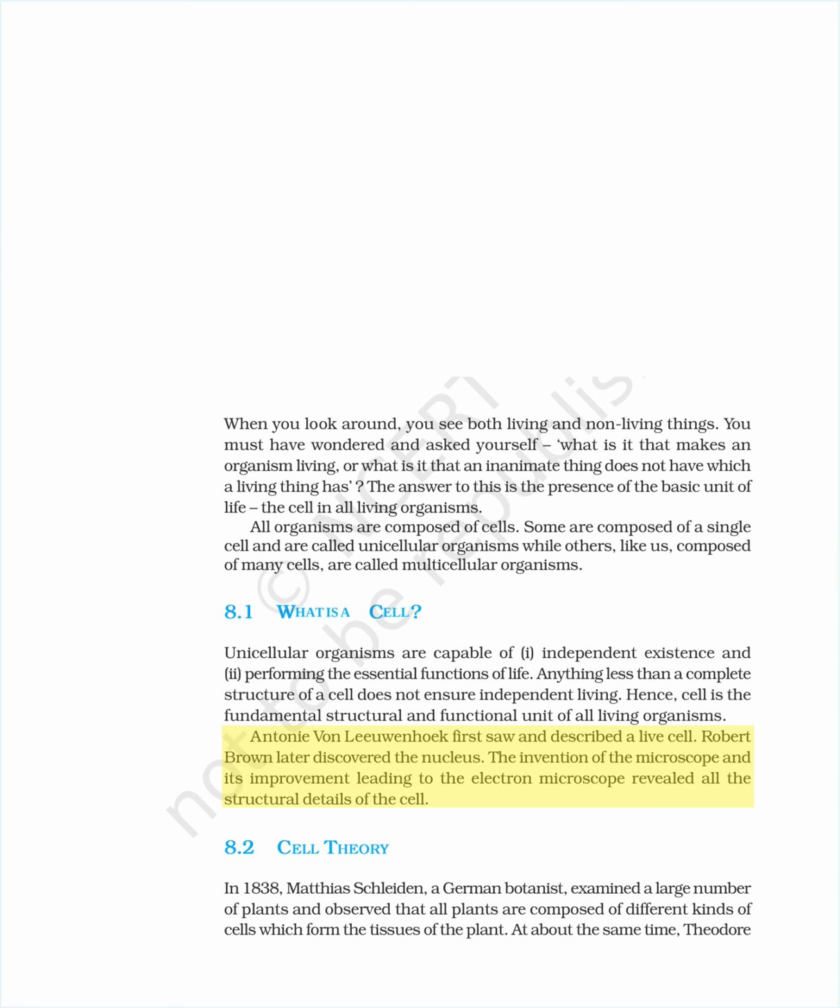Antony von Leeuwenhoek first saw and described a live cell. Robert Brown later discovered the nucleus. The invention of the microscope and its improvement leading to the electron microscope revealed all the structural details of the cell. 8.2 Cell theory. In 1838, Matthias Schleiden, a German botanist, examined a large number of plants and observed that all plants are composed of different kinds of cells which form the tissues of the plant.